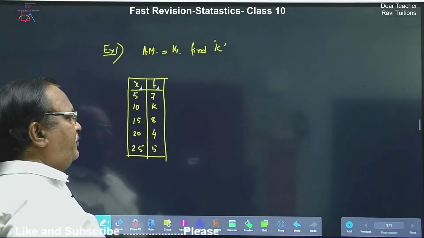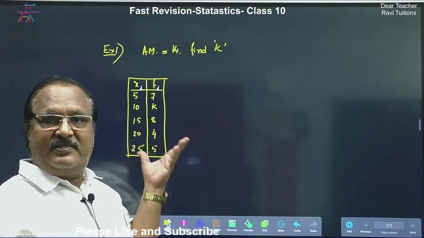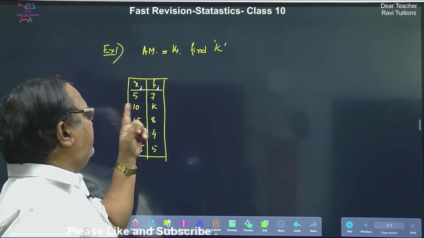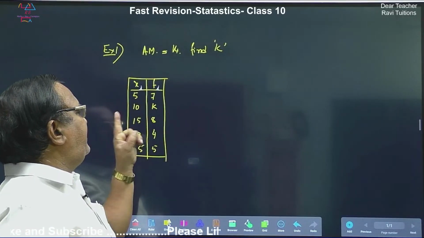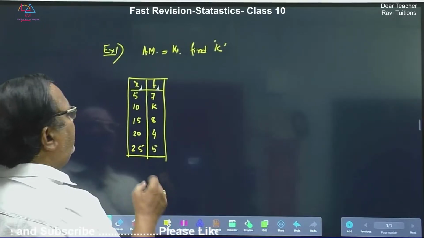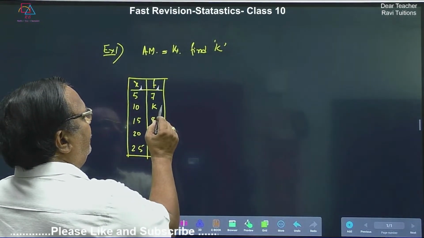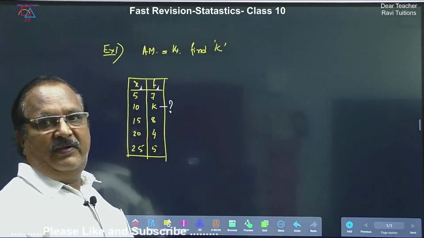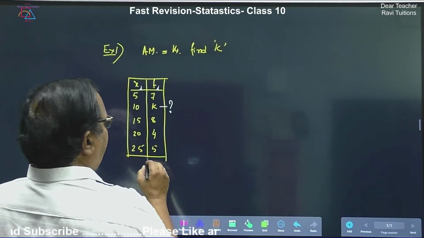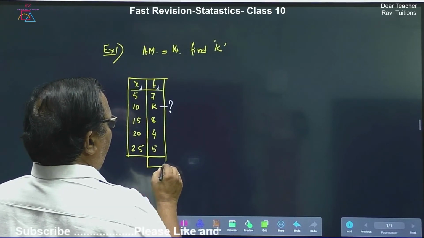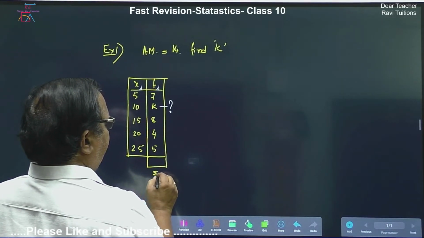That means, if you understand this: 5 marks 7 students got, 10 marks k students got, 15 marks 8 students got, like that you can understand. So now 10 students, which mark k we have to find out. This is k, you have to find out. Okay. So now here we don't know sigma f.